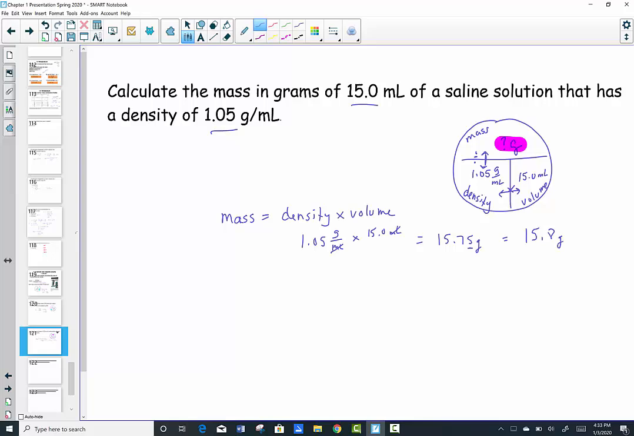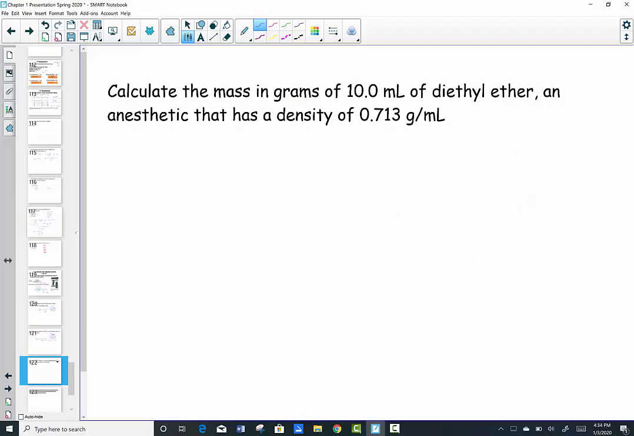These are fun. They're kind of easy, especially after coming off conversion factors. Calculate the mass in grams of 10 mils of diethyl ether, an anesthetic that has a density of 0.713 grams per mil. I know that mass goes on the top, density is the bottom left, and volume is the bottom right. Calculate the mass, so that's my target variable. I'm given 10 mils and a density of 0.713 gram per mil.